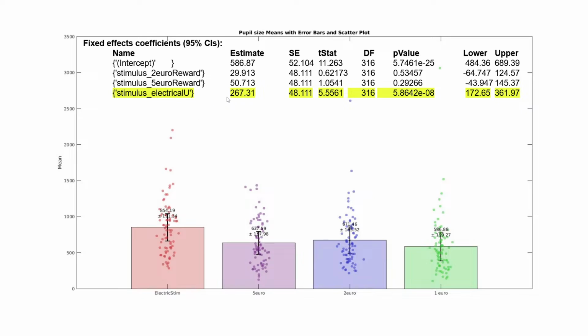A mixed model was built because of the repetitive measurements. Because of the repetitive measurements, there are correlations in errors for the same participants. So the subject variable was picked as a random effect, and the fixed effect for this model was the stimuli. The 1 euro reward was picked as an intercept.